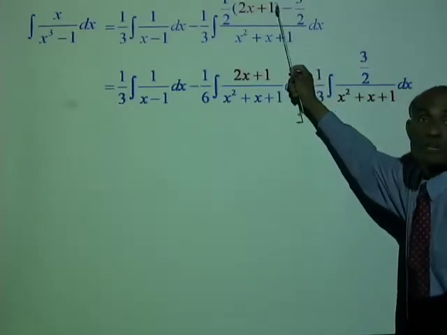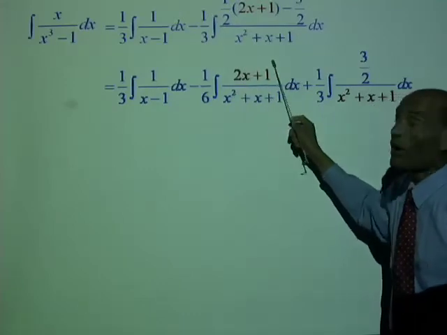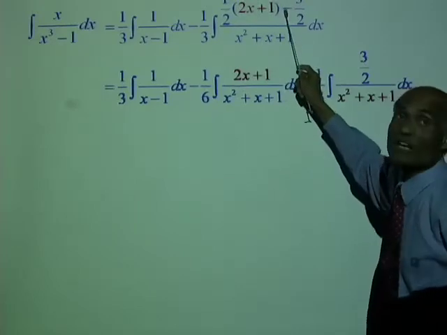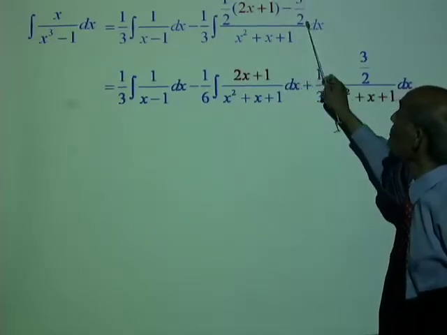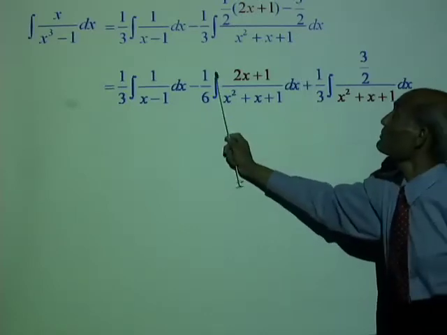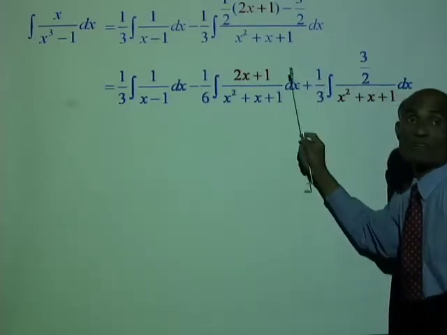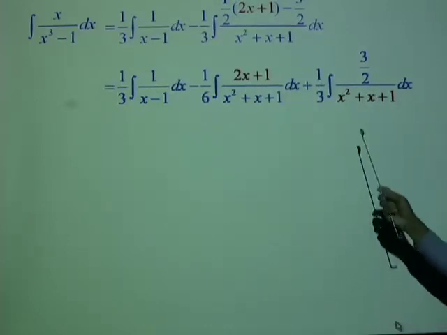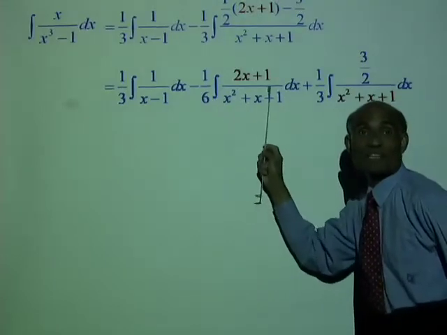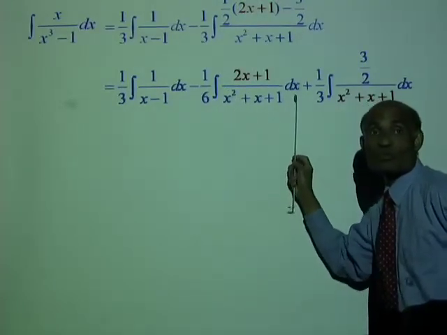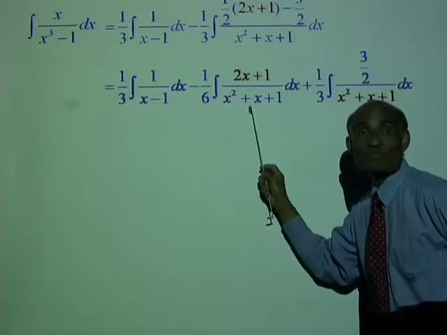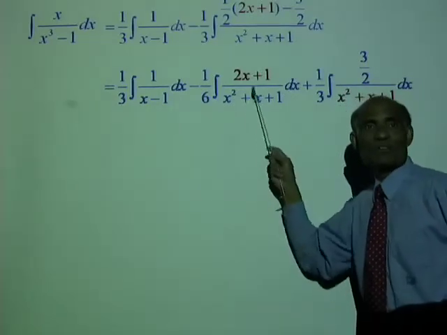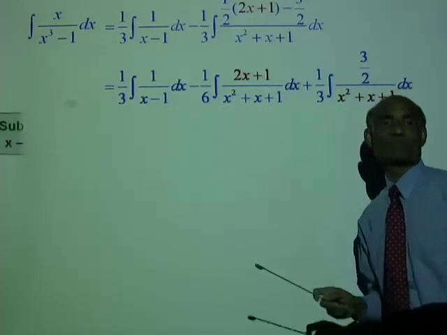We split this into two integrals. One is integral of 1/2 2x plus 1 over this. The next one is integral negative 3 over 2 over this. And the first one simplified to this. The second one, the negative becomes positive, simplified to that. But now, this can be integrated easily. How? If you put x squared plus x plus 1 equal to u, then 2x plus 1 dx becomes your du, because 2x plus 1 is the derivative of this.